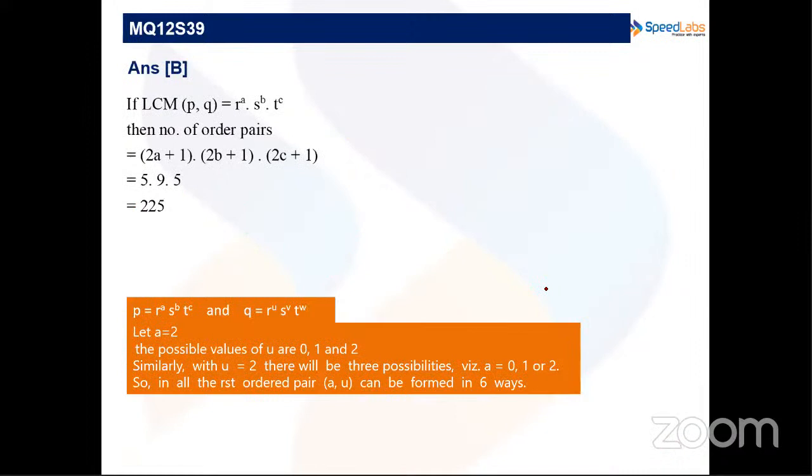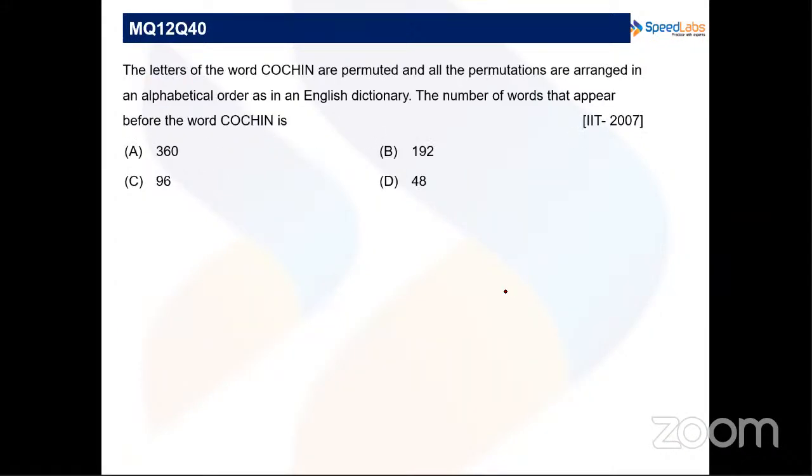Now moving to the next question. Giving you 30 seconds for this. The question is, the letters of the word Cochin are permuted and all the permutations are arranged in alphabetical order as in the English dictionary. The number of words that appear before the word Cochin are.